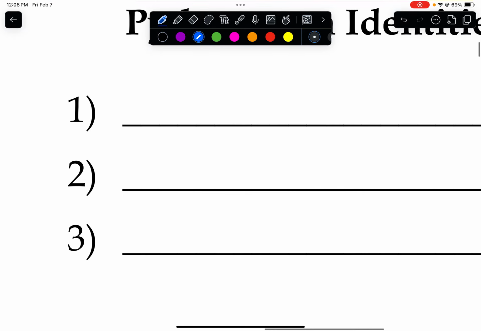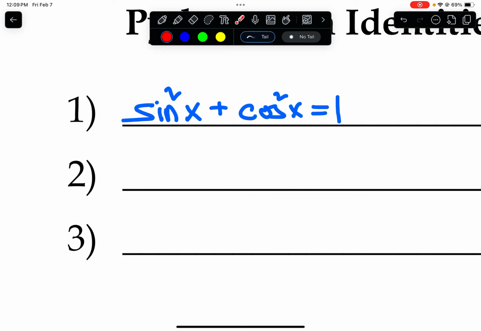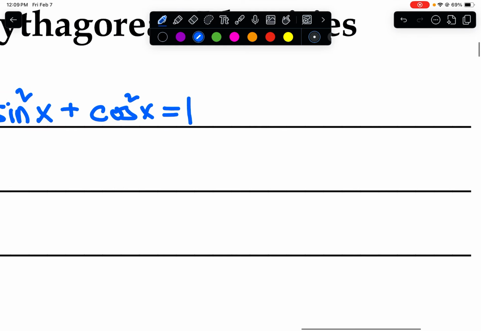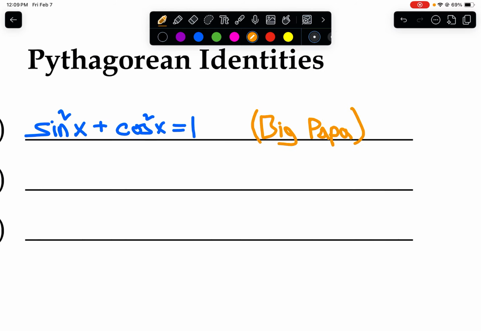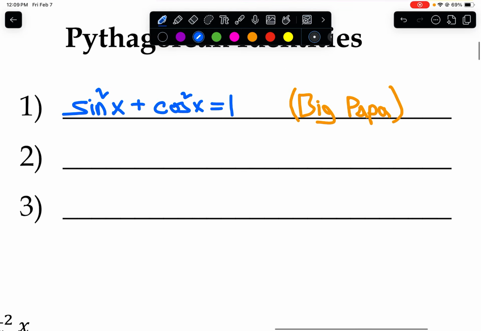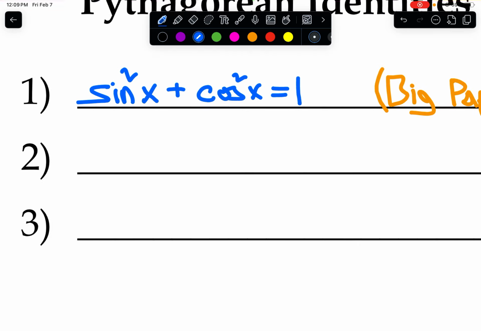With the Pythagorean identities, your first major one is sine squared x plus cosine squared x equals 1. Just a note, it doesn't necessarily matter which variable you use. If you want to do theta, you can. If you want to do x, you can. You can do any letter, any variable. Sine squared x plus cosine squared x equals 1, we call this Big Papa. With Big Papa, that's where your other Pythagorean identities are going to come from.